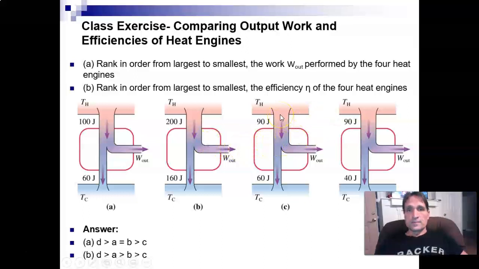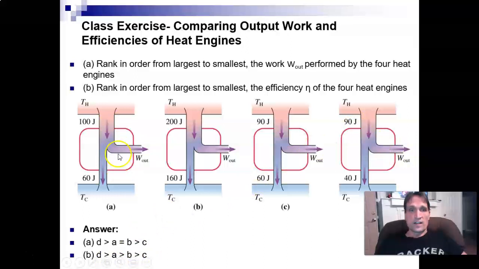Engine C, you have 30 joules of work and you have 90 joules of input heat, so the efficiency is 33%. Okay? And engine D is the most efficient. You have 50 joules of work out of 90 joules of heat. So D is the most efficient.